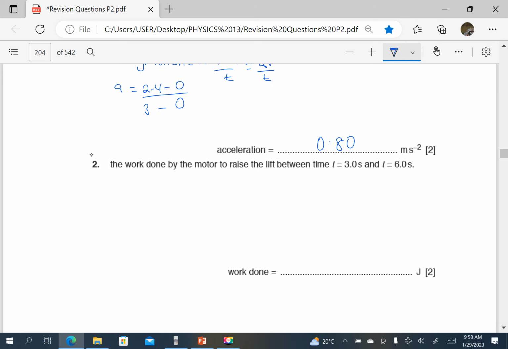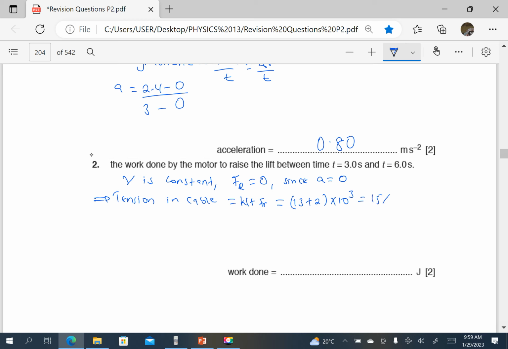So I'm saying between that time, V is constant, which means the resultant force is equal to 0, since when V is constant, it means acceleration is 0. This therefore implies that the tension in the cable is going to be the weight downwards plus the frictional force, which is 13 plus 2, times 10 power 3, which is 15 times 10 power 3 newtons. That is the tension in the cable.